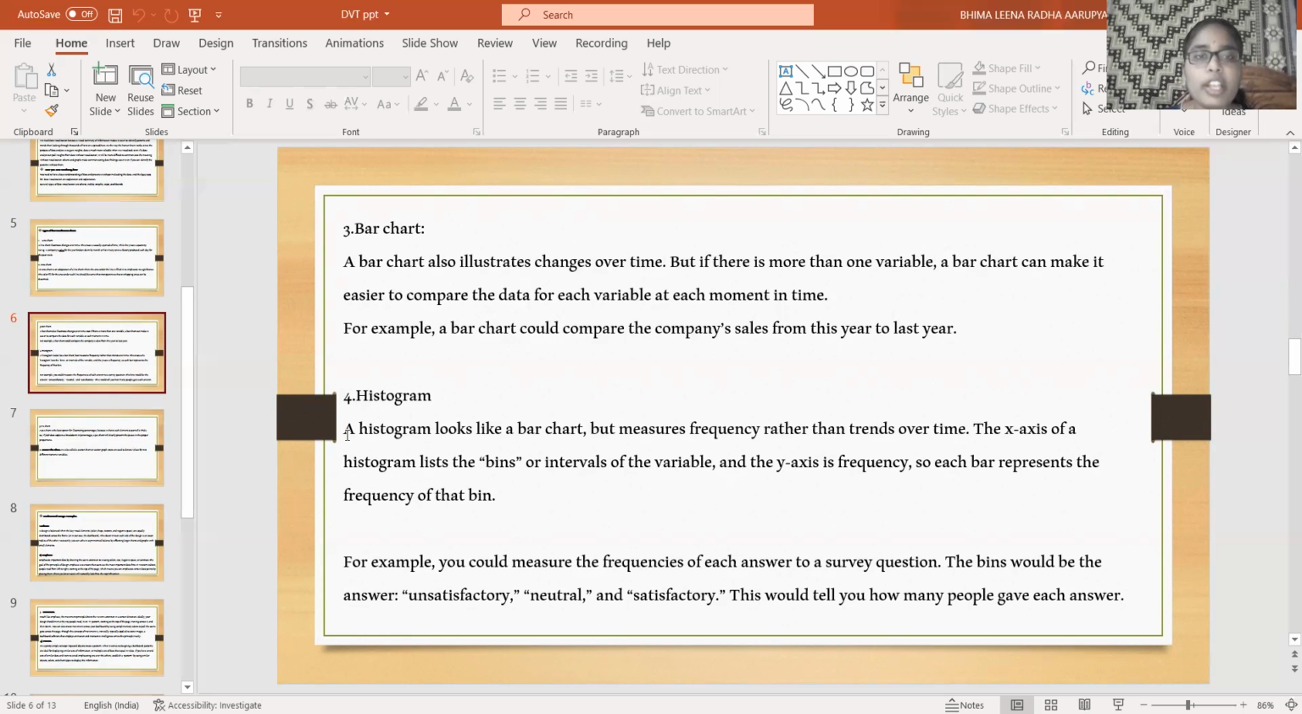The x-axis of a histogram lists the bins or intervals of the variable, right? See, one interval, second interval will be represented in the x-axis, and the y-axis is frequency. So each bar represents the frequency of that bin. For example, you could measure the frequency of each answer to a survey question. The bins would be the answers: unsatisfactory, neutral, and satisfactory. This would tell how many people gave each answer.